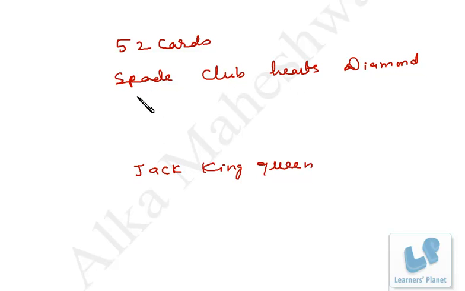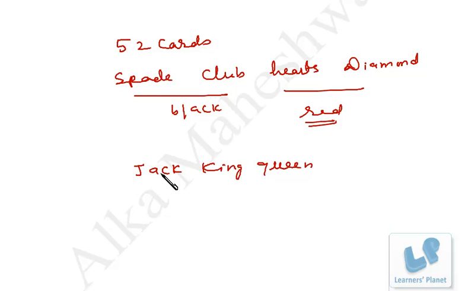Okay, now these two are black cards and these two are red cards, right? That means there are 4 jacks, 2 jacks are black and 2 are red. Similarly 4 kings are there, 2 are black, 2 are red. Similarly 4 queens are there, 2 black, 2 red. Similarly all other cards are 4 in number and 2 are black, 2 are red. Okay, now let's discuss various questions which can be framed over here.